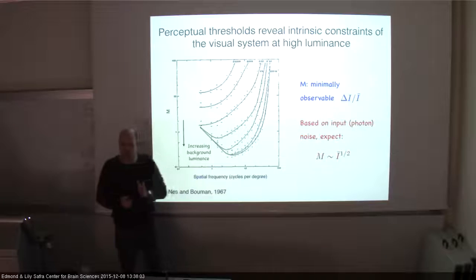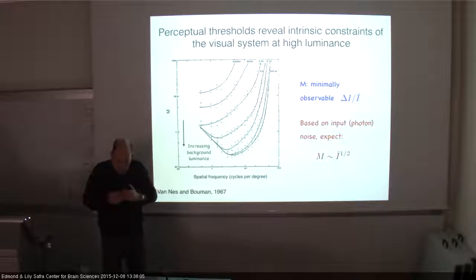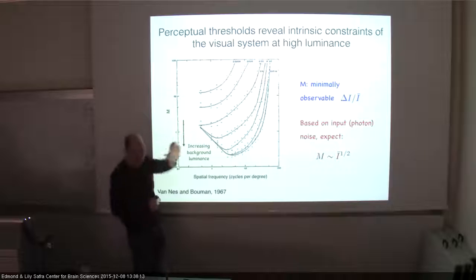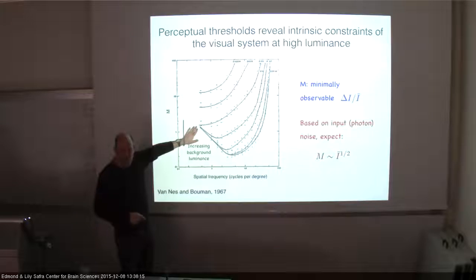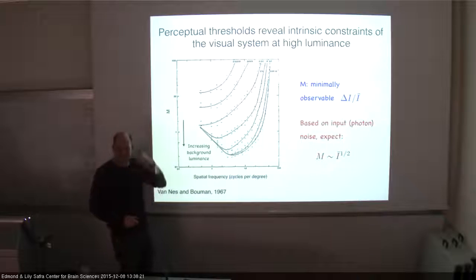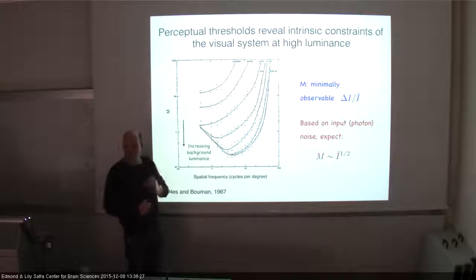This is a good question. But I'm just saying that we know how the responses of ganglion cells look. This is human perception. There's a huge gap between what these cells are doing and what the subject is saying, I saw it or I didn't see it. There are many things happening.